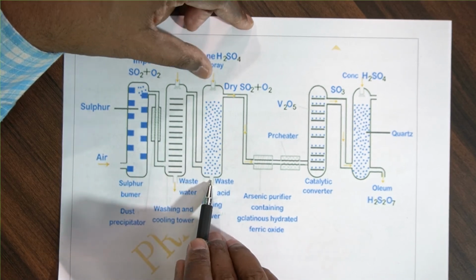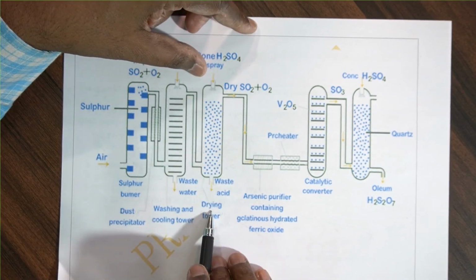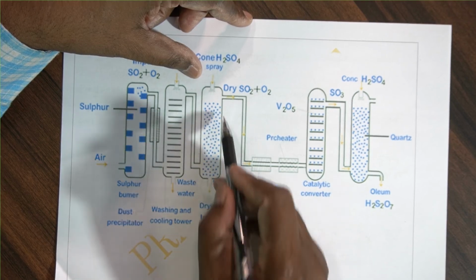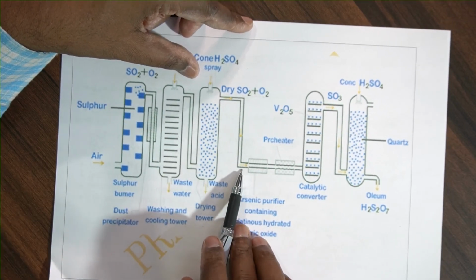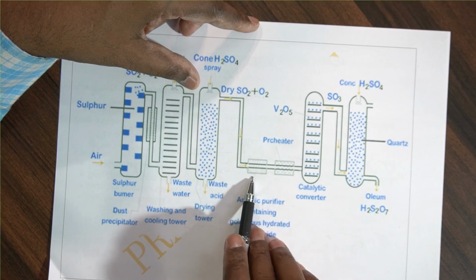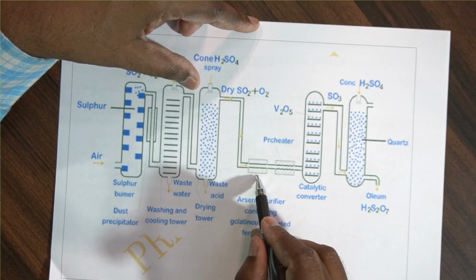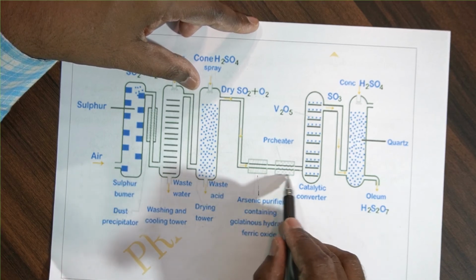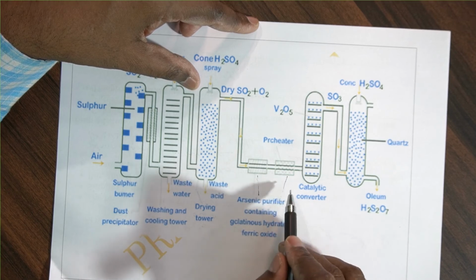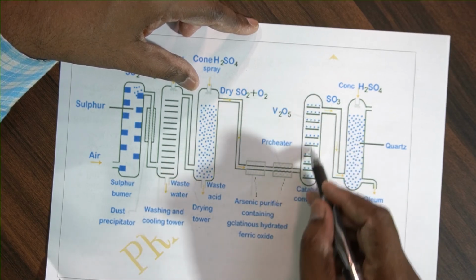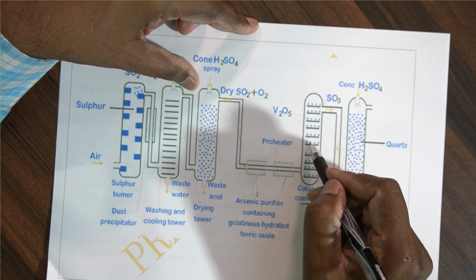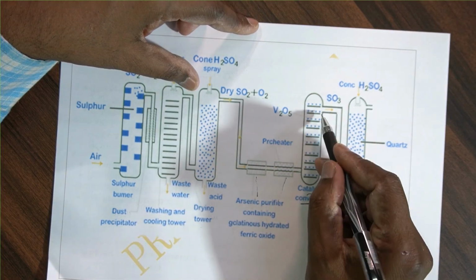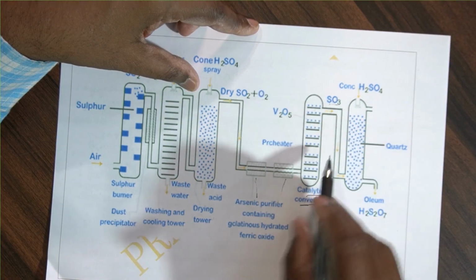Here there is a downward spray of concentrated sulfuric acid to remove moisture, to get dry gases. So you get dry SO2 and O2, which go to the next chamber, the arsenic remover. It will remove arsenic impurities. Then it is tested for quality and purity, then sent to the contact tower. So this here is the contact tower, the catalytic converter. Here we have the vanadium pentoxide kept and the gases are moving through. The product SO3 comes out from here.